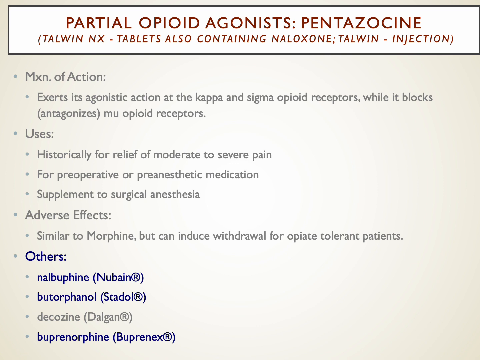The final agent here is buprenorphine, which we clinically don't use primarily for analgesia. It's primarily used in patients who are opioid dependent, where you're trying to give them an opioid to supplant their heroin use. And we'll talk more about that in the substance abuse block. But keep in mind that buprenorphine itself can also offer some analgesia.